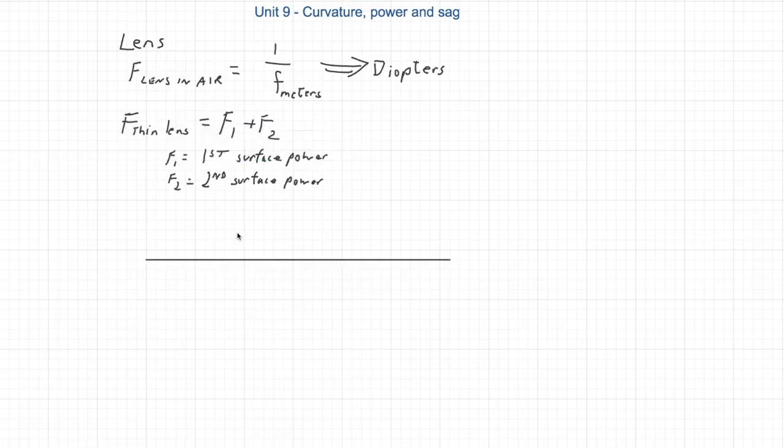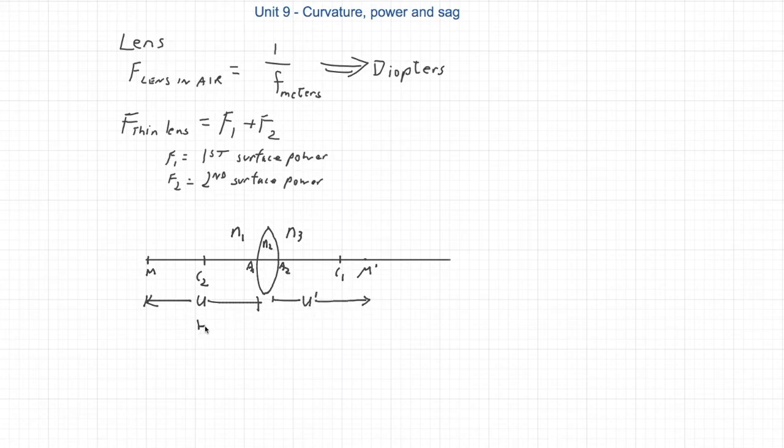So let's draw a biconvex lens. First vertex is A1, second vertex is A2. We'll place our centers of curvature on the appropriate sides. We'll label M as our object, M prime as our image. The index of the substance in front of the lens is n sub 1, the index of the lens is n sub 2, and the index of the substance behind the lens is n sub 3. U is defined as A sub 1 to M. U prime is defined as A sub 2 to M prime. R sub 2 is A sub 2 to C sub 2, and R sub 1 is A sub 1 to C sub 1.